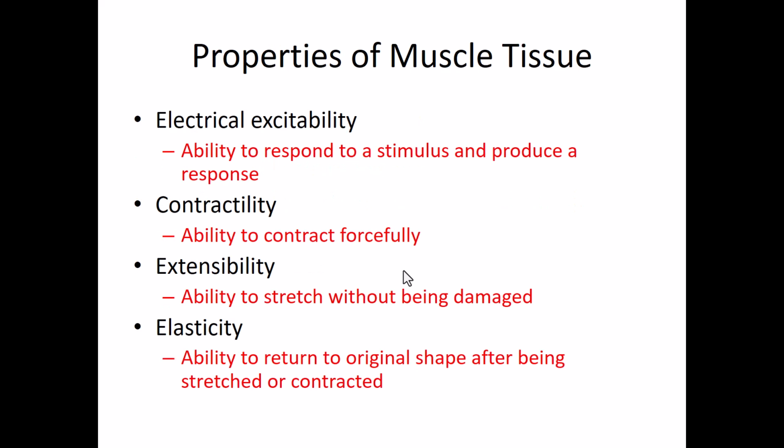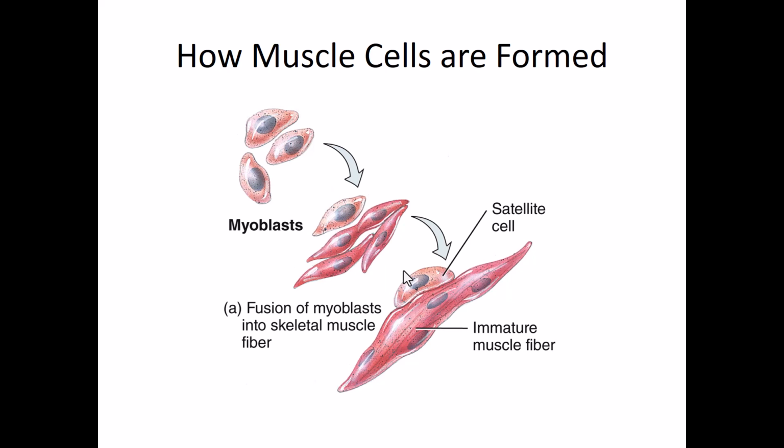There are several properties of muscle tissue: electrical excitability, contractility, extensibility, and elasticity. Excitability means that they have the capacity to respond to electrical signals when stimulated by a neuron. Contractility means that they can contract forcefully due to contractile proteins that we'll talk about inside of the muscle. Extensibility means that they can stretch without being damaged, unlike other cells. They can also return to their original shape after being contracted or stretched, which is a property called elasticity.